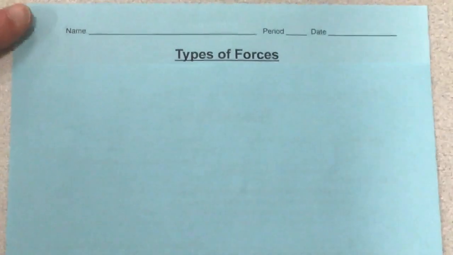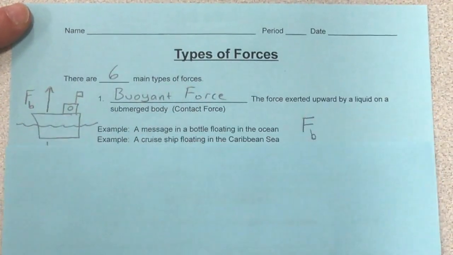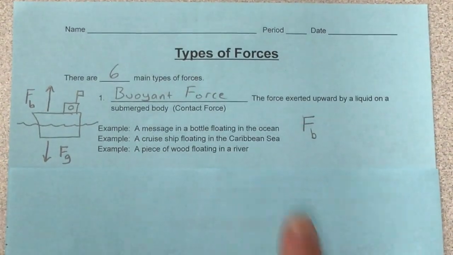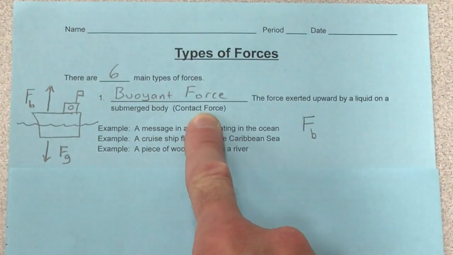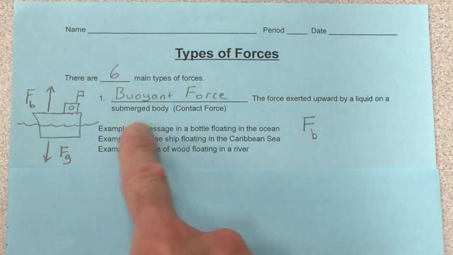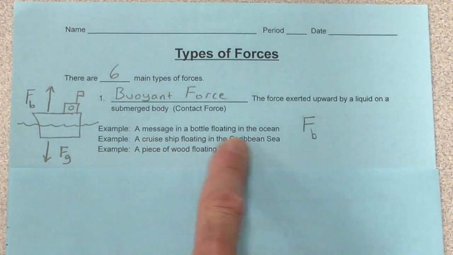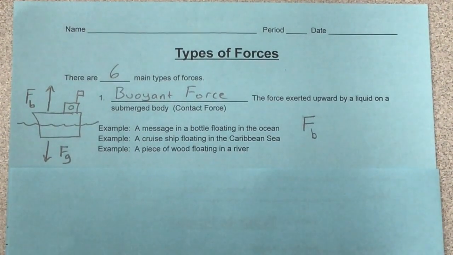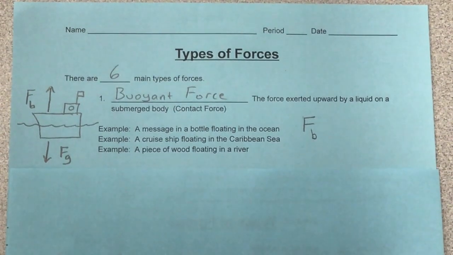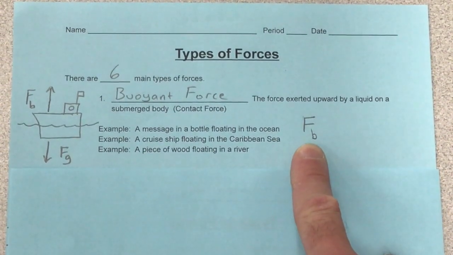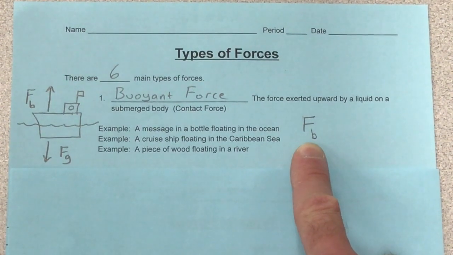The first type of force is called buoyant force. Buoyant force is a contact force because it deals with the force exerted upward by a liquid on a submerged body, such as a message in a bottle floating in the ocean, or a ship or boat floating in the ocean or sea, or a piece of wood floating in water. The symbol is right here, capital F with a subscript B.